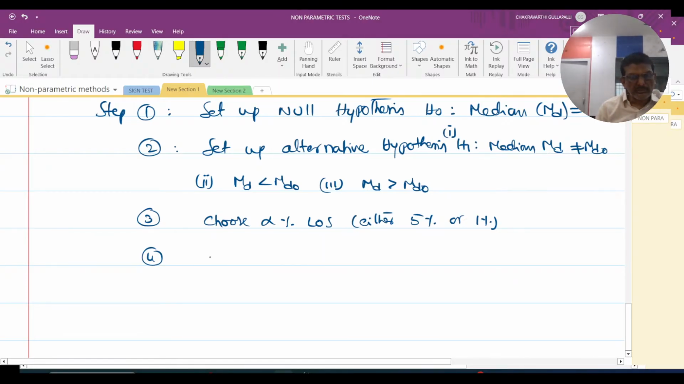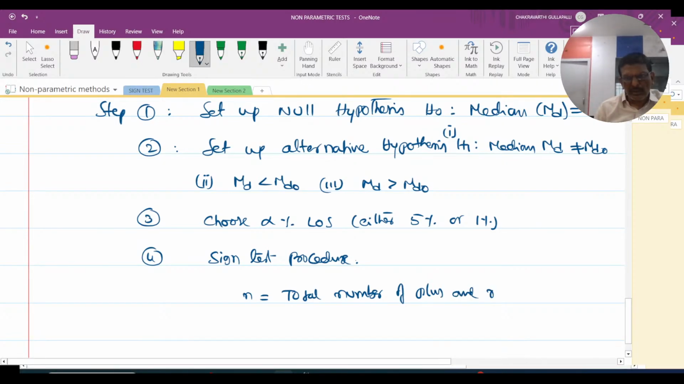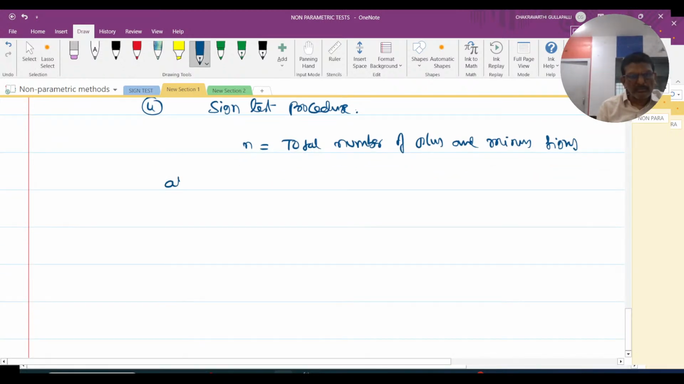Now, n is equal to... find the test procedure. n is equal to the total number of plus and minus signs after discarding zeros, if any.